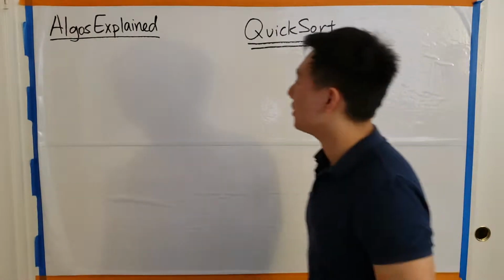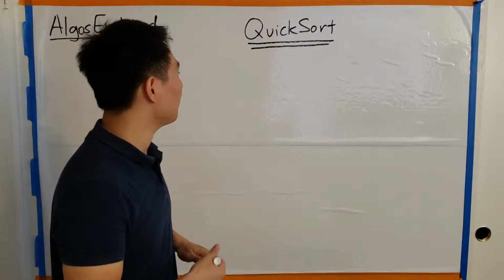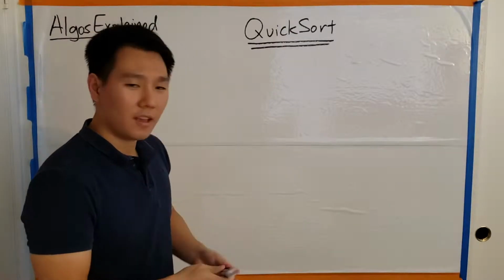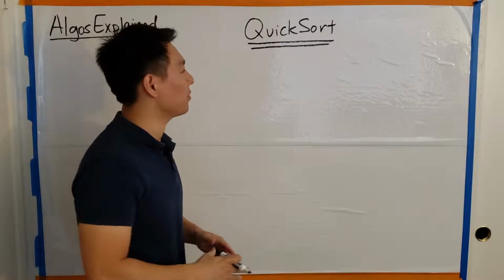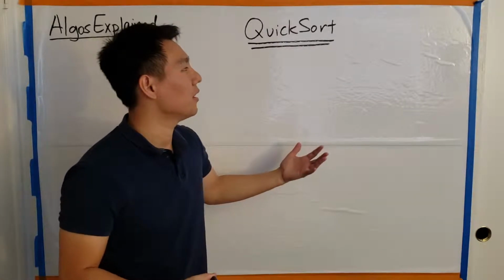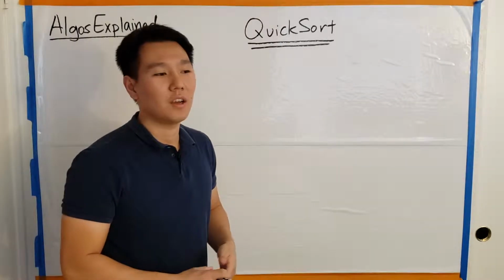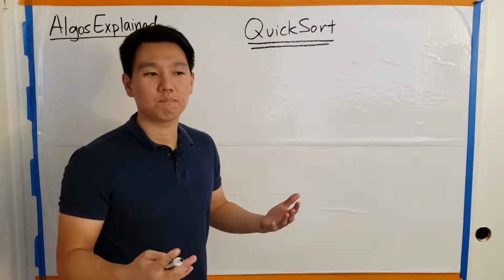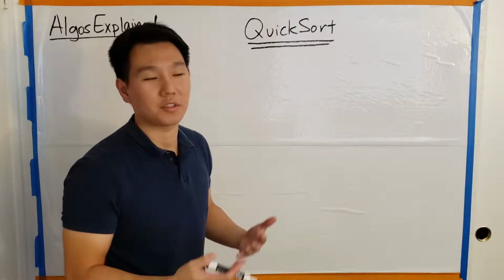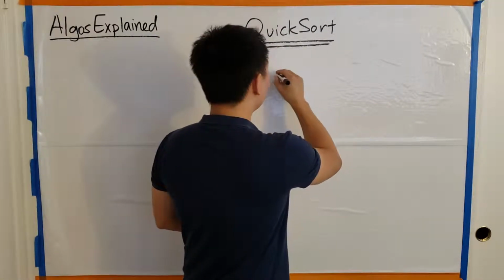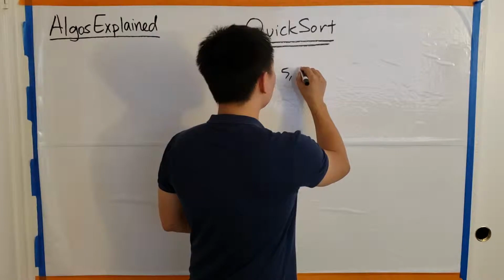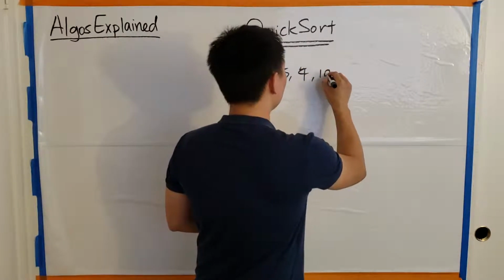So QuickSort is a great sorting algorithm for sorting anything. For the most part, when we're talking about sorting in terms of algorithms for interviews and stuff, we want you to sort an array of numbers for starters. Of course, you can sort other things like words or whatnot, but let's go ahead and start with numbers. 4, 10, 7.